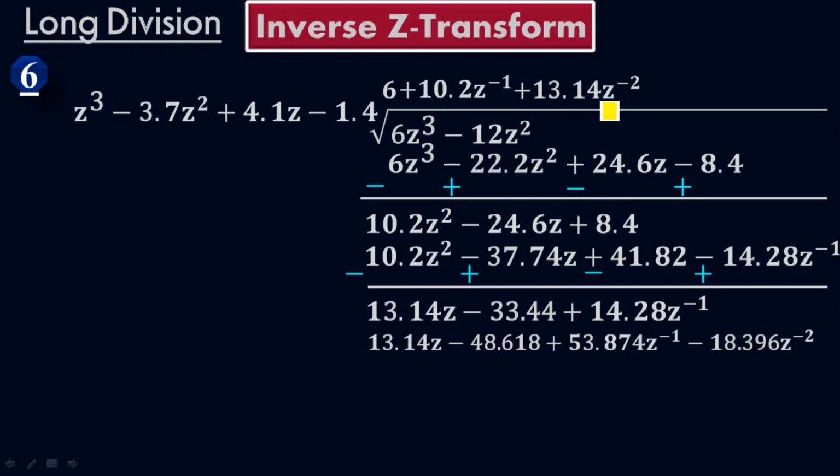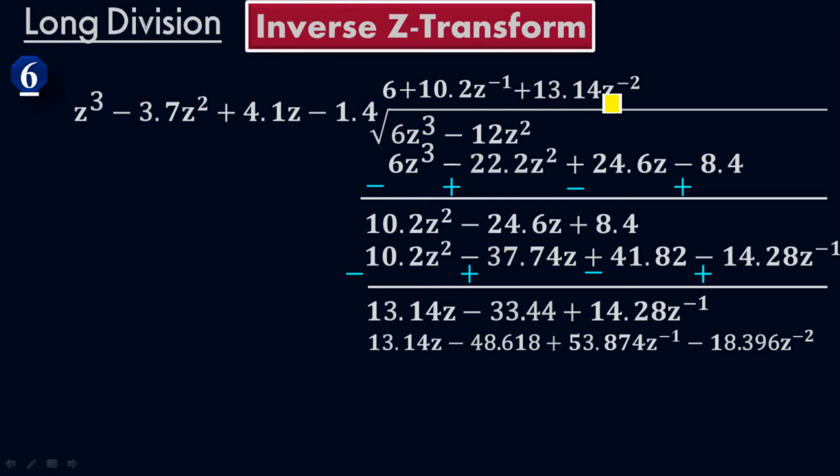Similarly, 13.14 into z to the negative 2 times negative 3.7z squared equals negative 48.618. Look, when you write z to the negative 2 equals 1 over z squared, you will get 13.14 over z squared. And then when you take the product of 13.14 over z squared with negative 3.7z squared, you will get negative 48.618. That z squared cancels with the z squared.